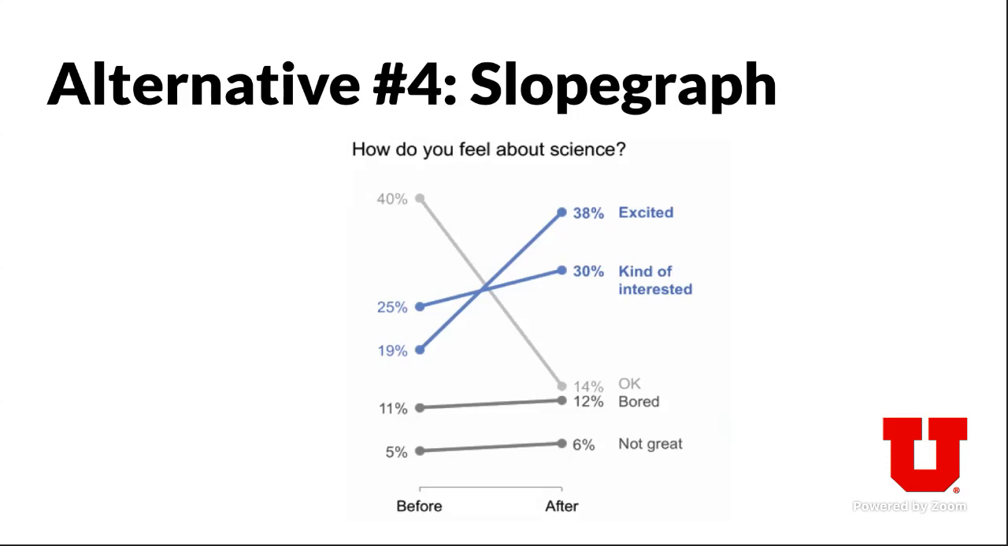Basically, a slope graph is just a fancy word for a line chart with 2 points. We have this before and after, and then we have these different categories, and we can see that there has been this inversion between the people that were okay and the people that are excited.